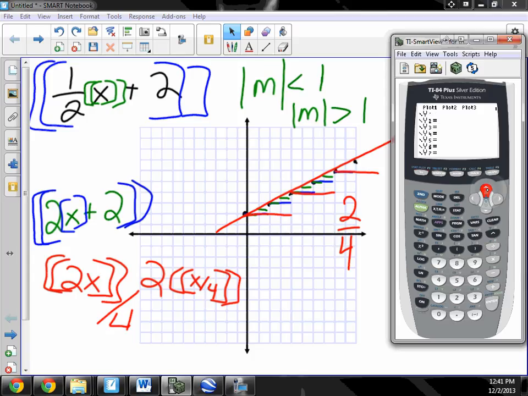So I want to represent 2 gallons every 4 minutes, then I could do parenthesis 2x, greatest integer. So number 5, greatest integer of 2x divided by 4, and I graph that. Is that what I wanted it to look like? No, that has 1/4 steps. We want the steps to be 2.